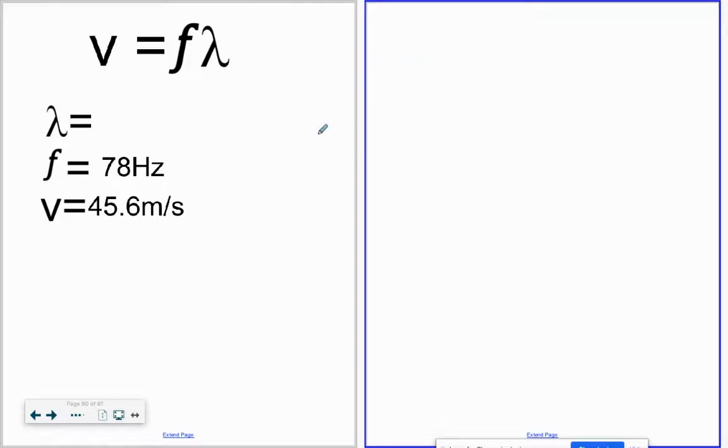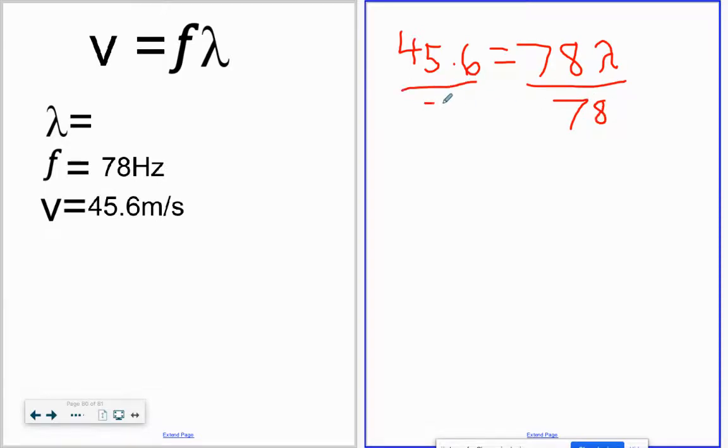So if I'm trying to determine the wavelength, I'm going to write what I already have: 45.6 equals the frequency, which is 78, times the wavelength, which we don't know. In order to determine this wavelength, I'm going to divide by 78 on both sides so that I can cancel the 78 out of the right side, leaving wavelength by itself.